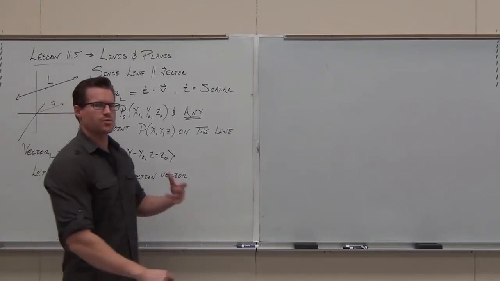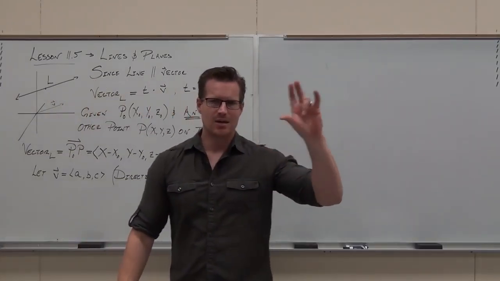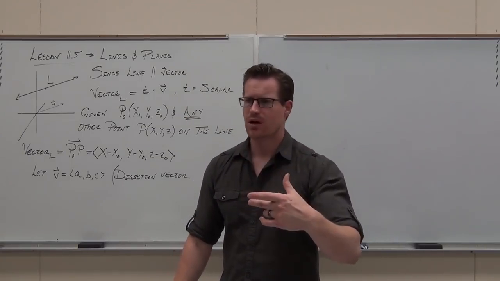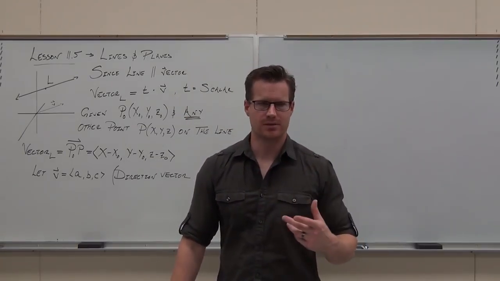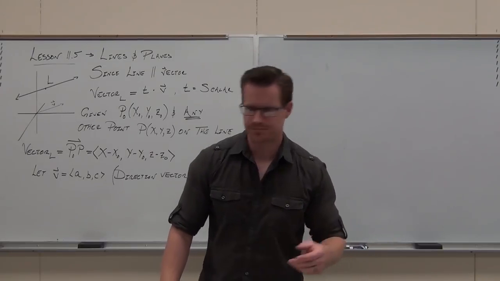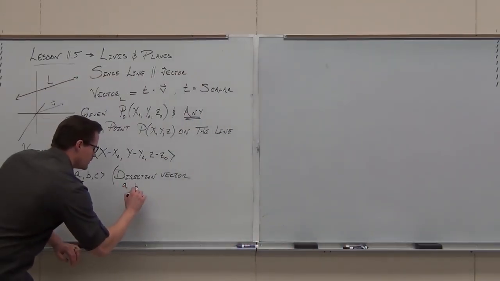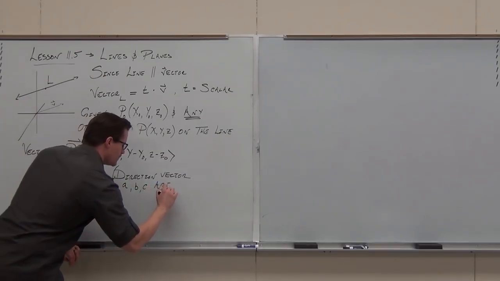We call this the direction vector, and A, B, and C, the components of the direction vector, we call those direction numbers. Why? Because they give us the direction of the X, Y, and Z.